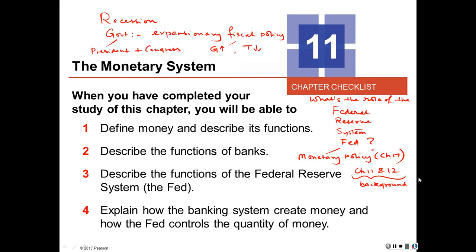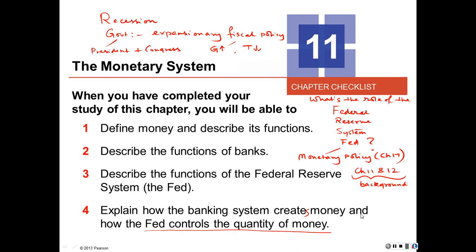First, we will define money and describe its functions. Second, we will describe the functions of banks. Third, we will describe the functions of the Fed. And fourth, we will explain how the banking system creates money and how the Fed controls the quantity of money. So that's going to be key. The Fed controls the quantity of money.